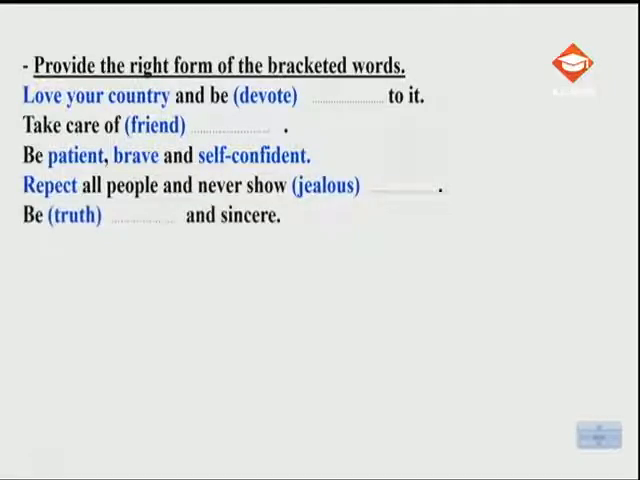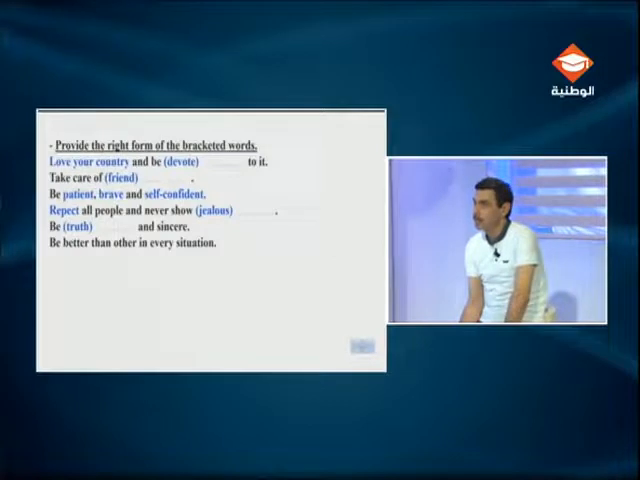Next. That's easy. So we have truth and sincere. We have an adjective following the parallel structure rule. Good. It should be another adjective. So it's truthful and sincere. So be truthful and sincere. We will see later. Could you just read the next one?